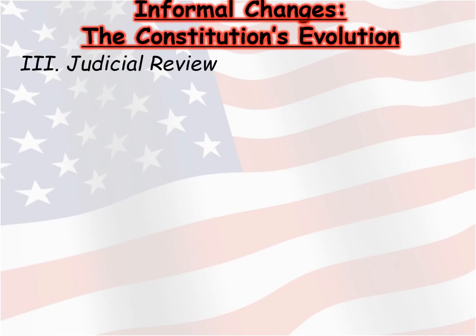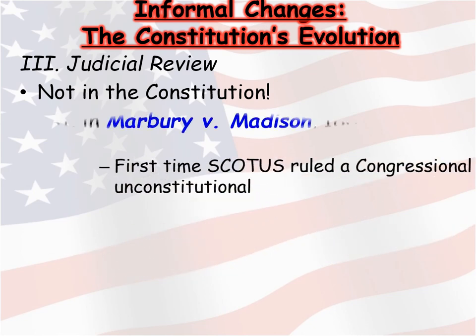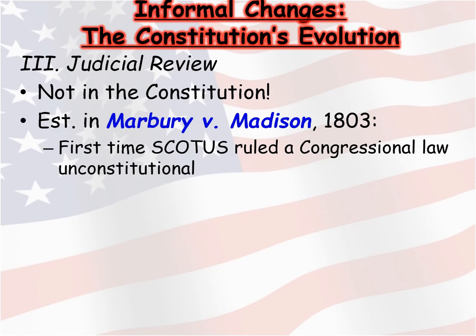Another way the Constitution has evolved in, you know, the past 200 plus years is through judicial review. Now, judicial review is not in the Constitution. The Supreme Court had to clarify their powers in John Marshall's first case as Chief Justice of the Supreme Court. And that was established, like I mentioned earlier, in the case of Marbury versus Madison in 1803. And we will talk about that case at length.